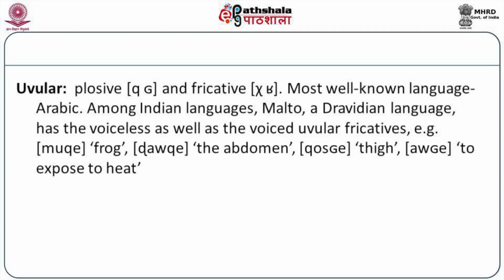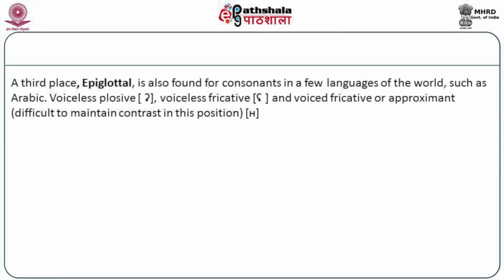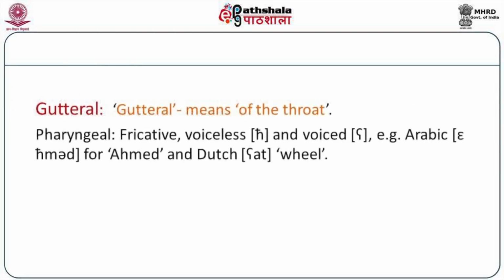The most well-known language which has these uvular sounds is Arabic. And among Indian languages, we have a Dravidian language, Malto, which also has uvular plosives in it. There is a third place called epiglottal, which is also found for consonants in a few languages of the world, such as Arabic. So we have voiceless plosives, voiceless fricatives, voiced fricatives or approximants, which are said to be epiglottal sounds.